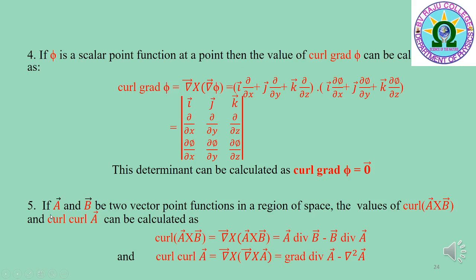Now the last example is, if a bar and b bar are two vector point functions in a region of space, then the values of curl of a bar cross b bar and curl curl a bar can be calculated as curl of a bar cross b bar is equal to del bar cross a bar cross b bar is equal to a bar div b bar minus b bar div a bar, and curl curl a bar is equal to del bar cross del bar cross a bar is equal to grad div a bar minus del square a bar. These two problems can be solved by using the vector triple product a bar cross b bar cross c bar.